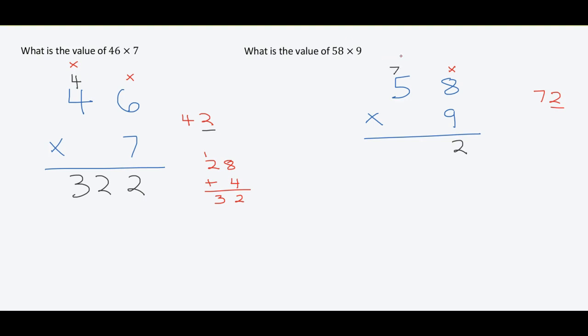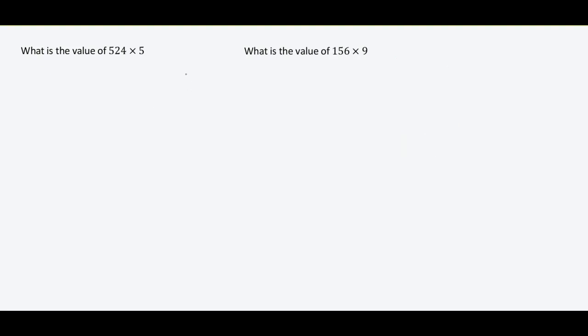Then we go over to this column here. 5 multiplied by 9, we have 45, and then we have to add the 7 that we carried over there. So that is going to give us 522.